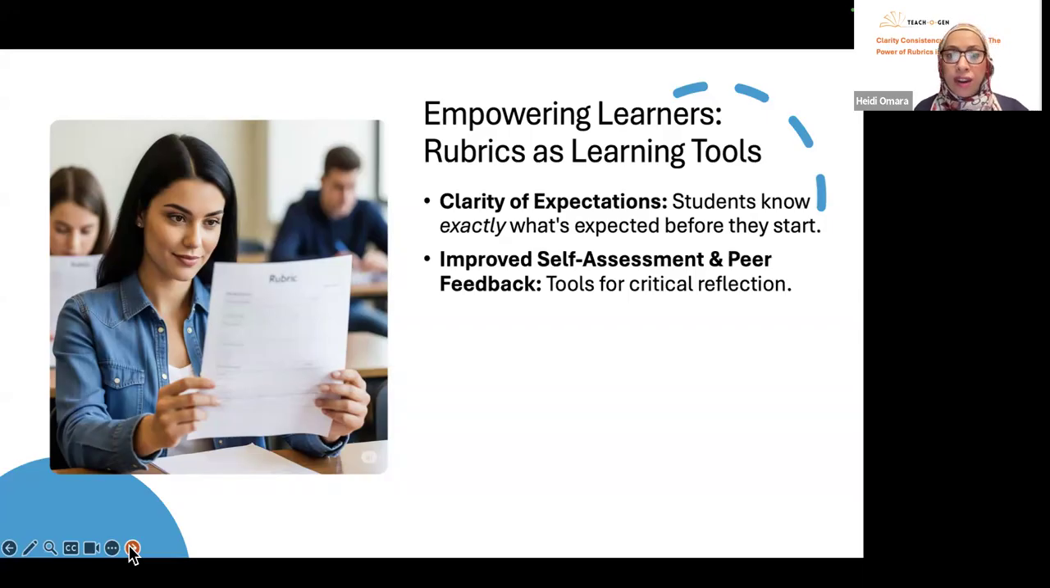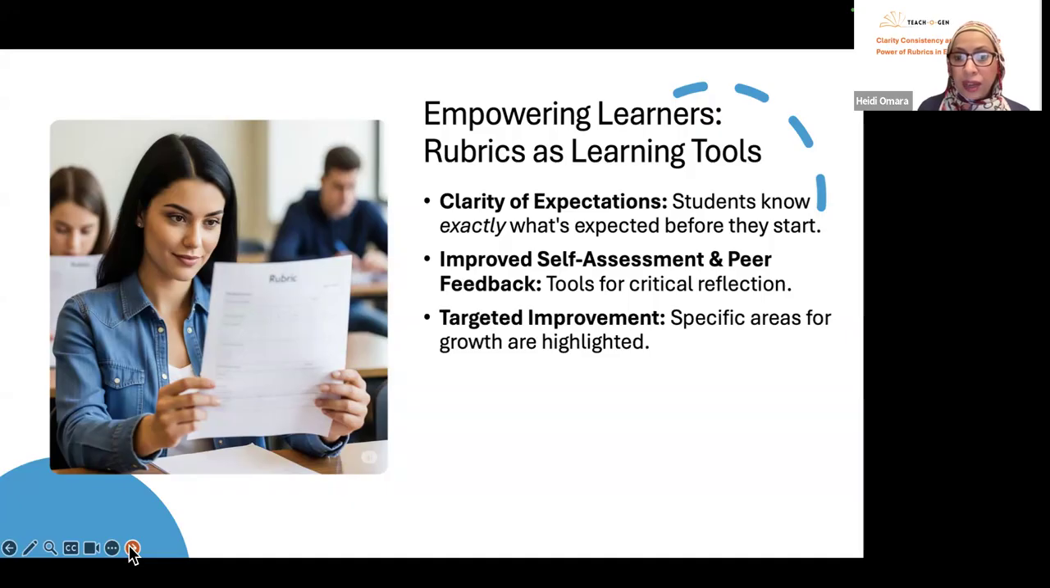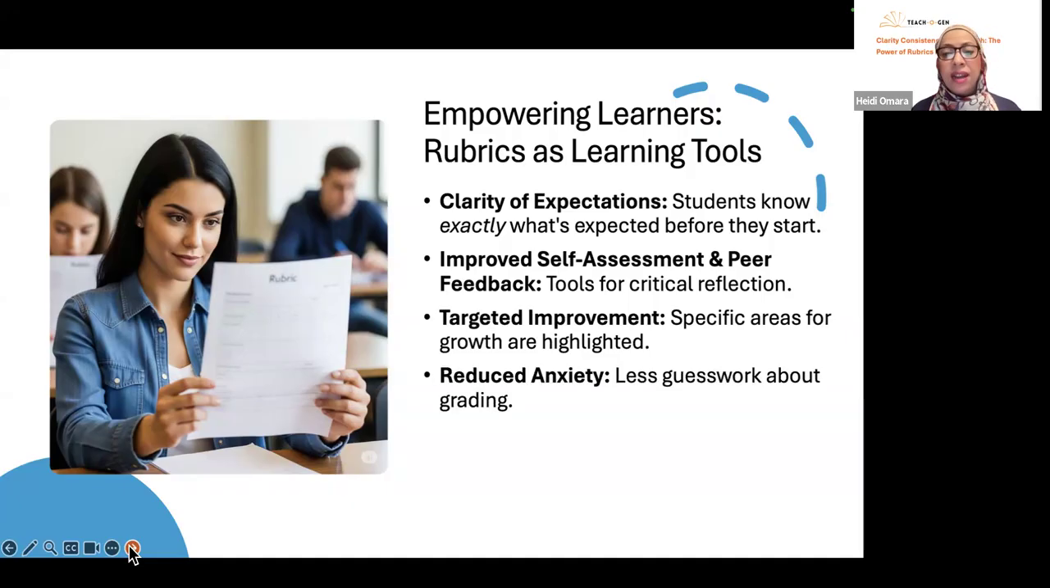So I will reflect on my own work. I will understand exactly what the weaknesses and the strengths of my piece of writing are, so that I will overcome them in the next writing. And of course, targeted improvement and reduced anxiety. This really helps reduce anxiety because there is less guesswork about the grading.